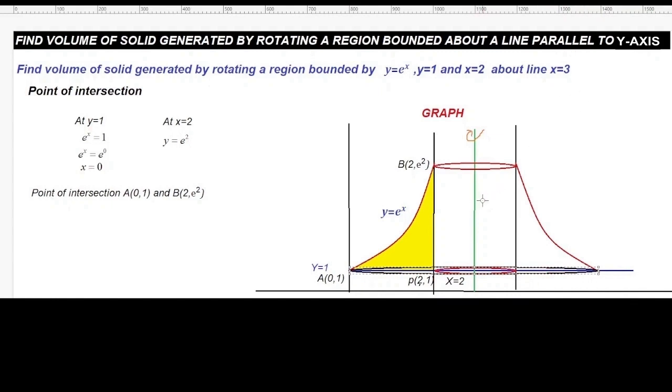Now like before, as we are going to use the disk method, we have to take the cross section of the solid perpendicular to the axis of rotation. The axis of rotation is x equal to 3. So if we take a cross section perpendicular to x equal to 3, again this will form a disk.